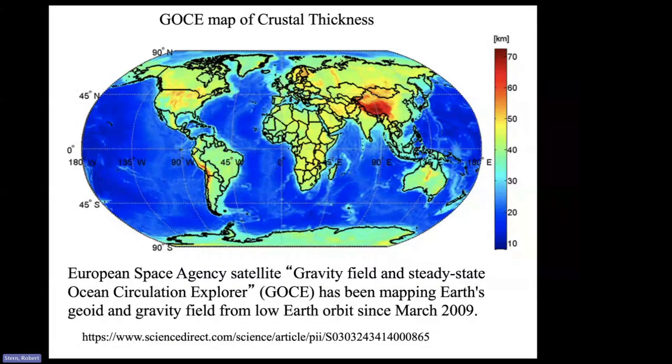Now, this is a satellite map of the Earth's topography. And you can see, again, these high elevations in Tibet and the Himalayas and in the central Andes. Amazing what they can do from space now.